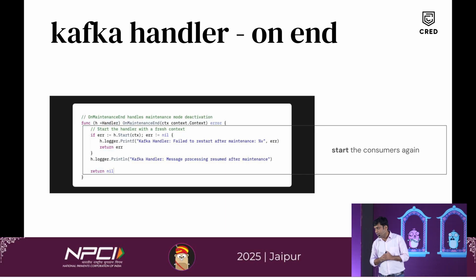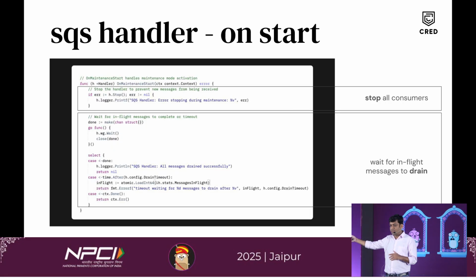Similarly, we have the SQS handler. It does the same thing. When maintenance mode is on, it stops all the consumers. And when the service is out of maintenance, it again starts consuming all the messages.